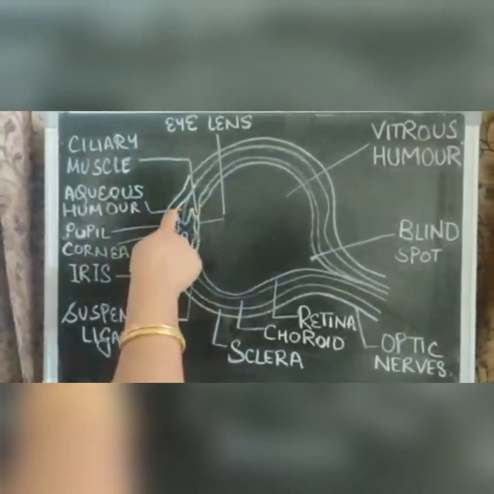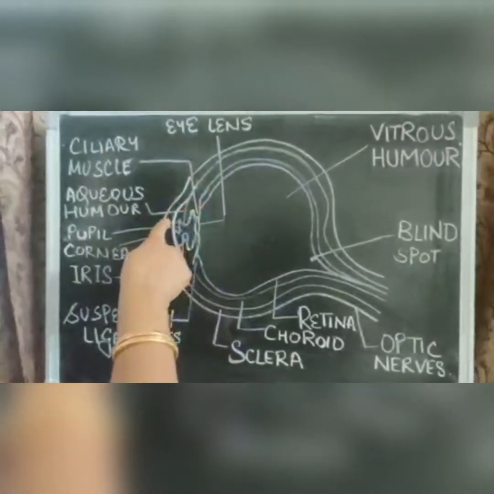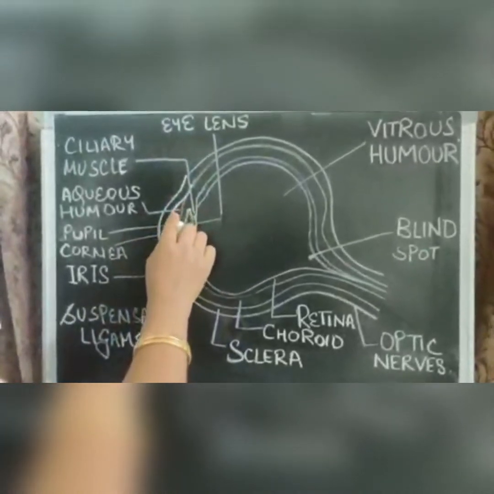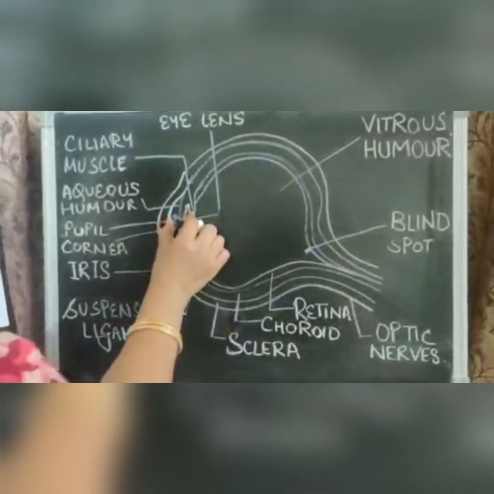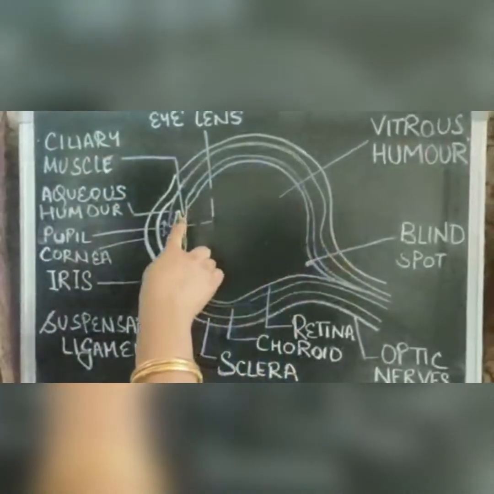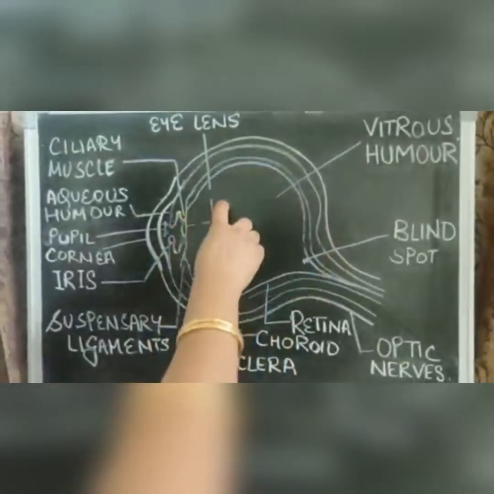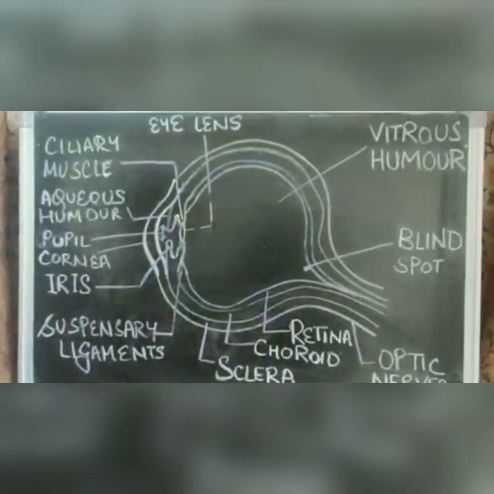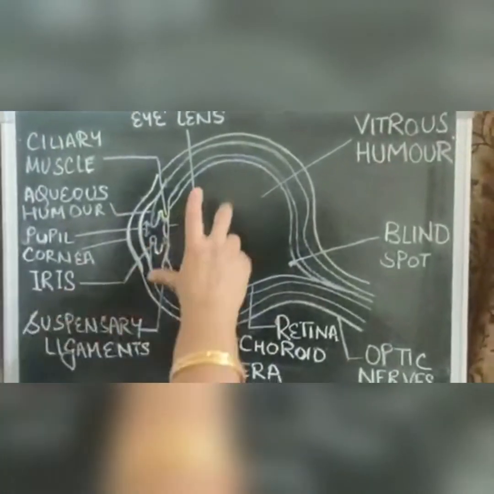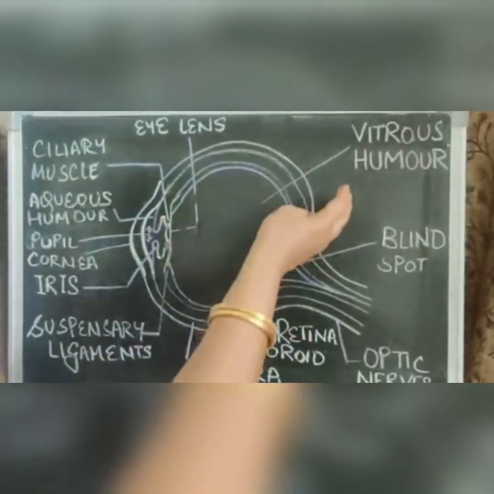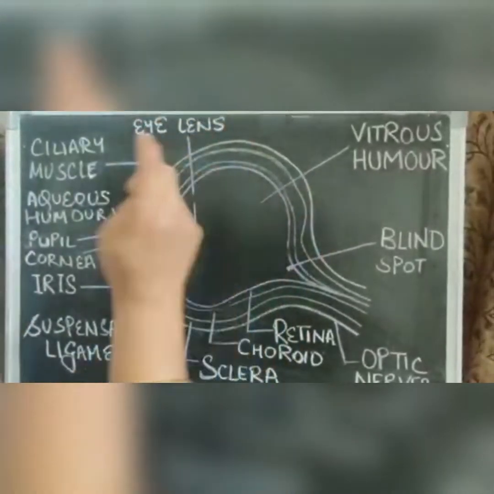Another part here: between the cornea and the eye lens there is some watery liquid, known as the aqueous humor. And between the lens and retina there is another jelly-like liquid known as the vitreous humor, and both these liquids maintain proper pressure inside the eye and protect the eyes from shocks and injuries.